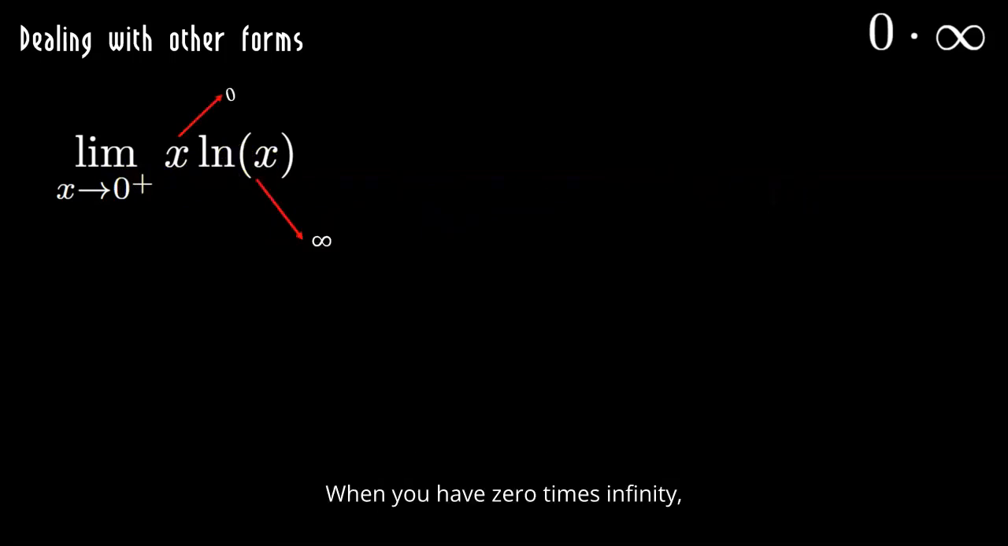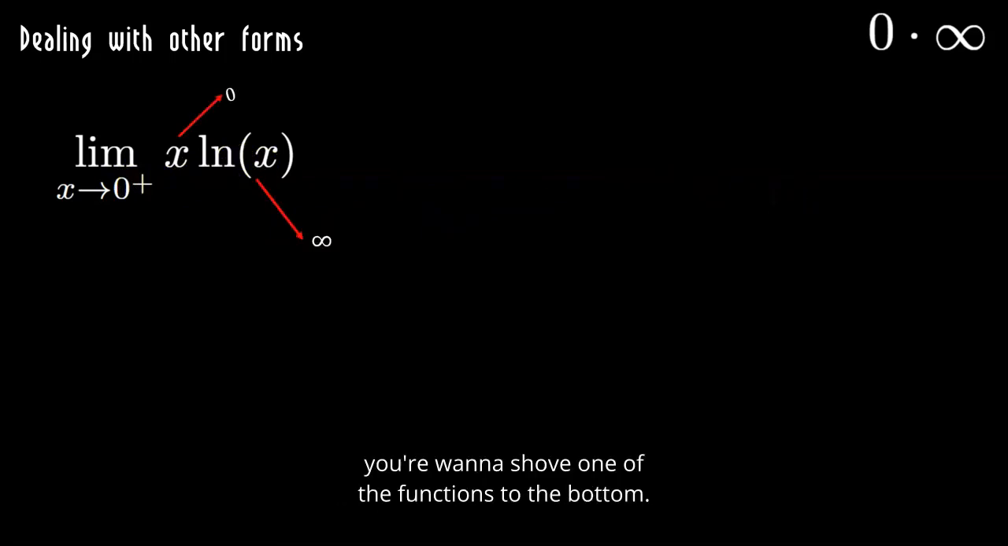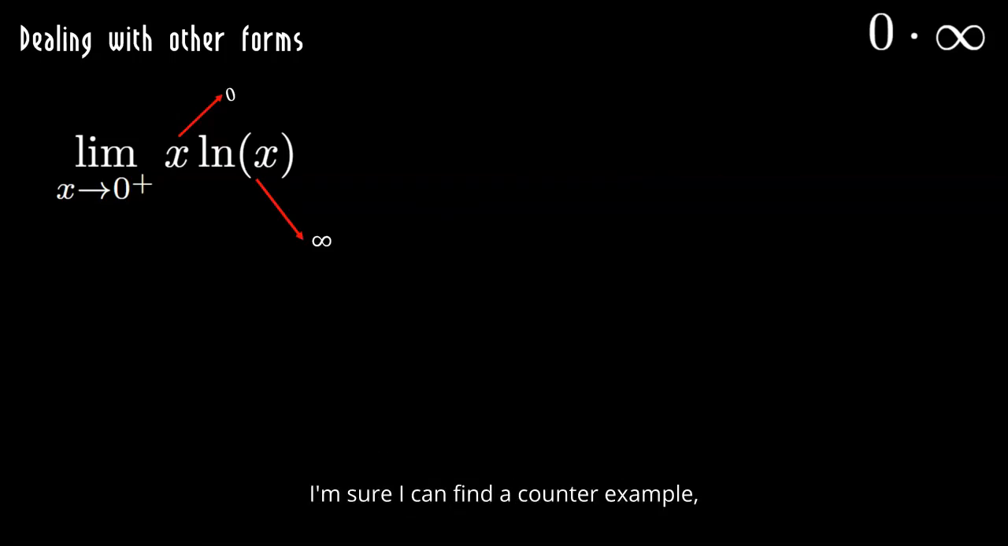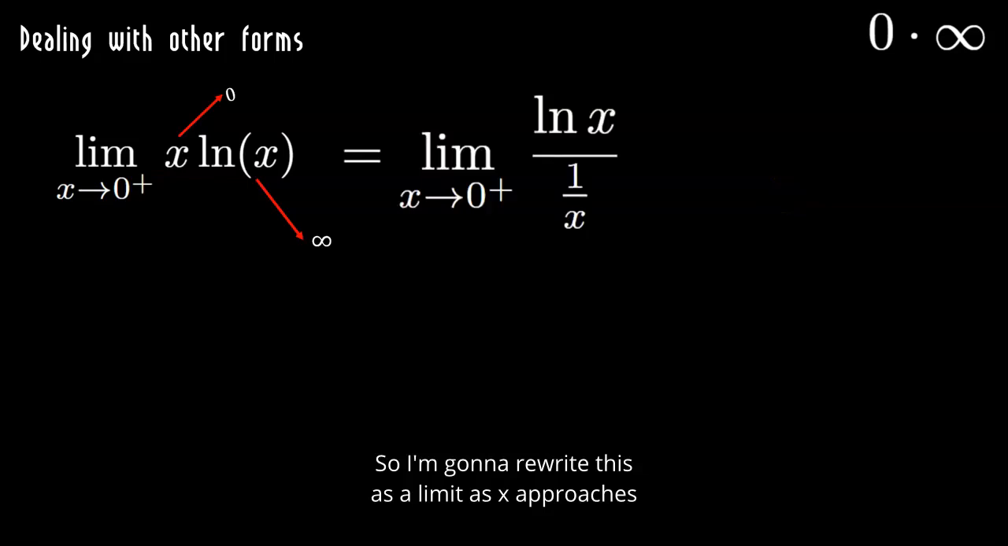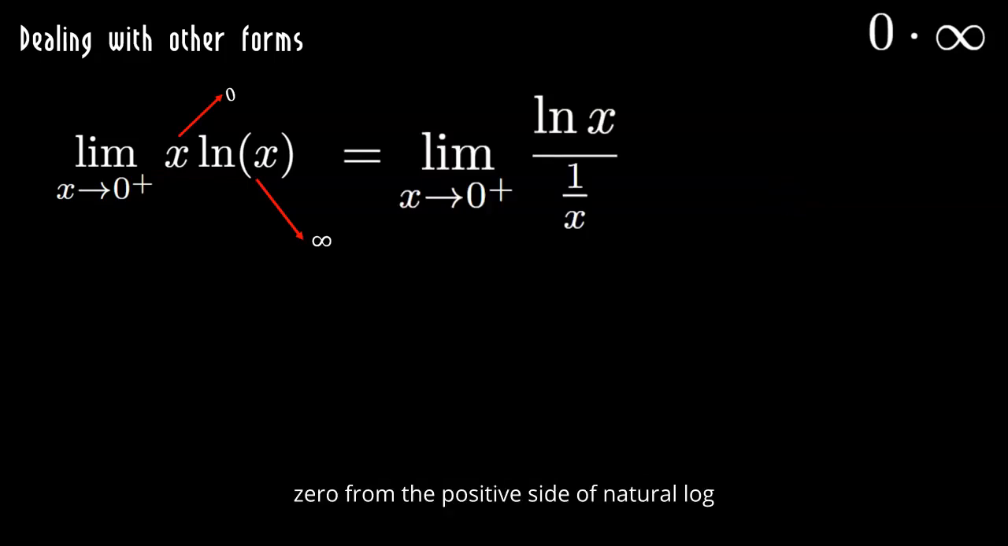When you have 0 times infinity, you're going to want to shove one of the functions to the bottom. Natural log almost never goes to the bottom. I'm sure I can find a counterexample, but right now I almost always never put it on the bottom. So I'm going to rewrite this as the limit as x approaches 0 from the positive side of natural log of x all over 1 over x. Now I've got infinity over infinity.